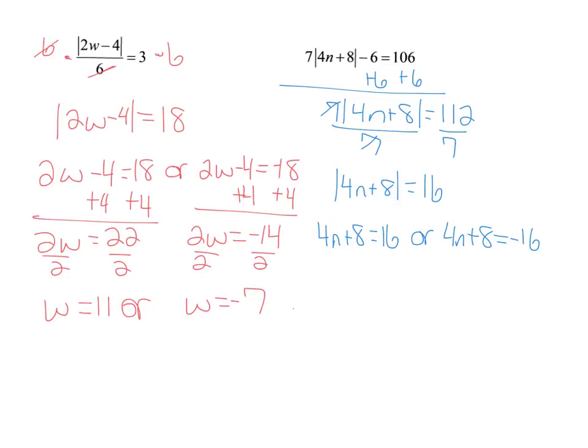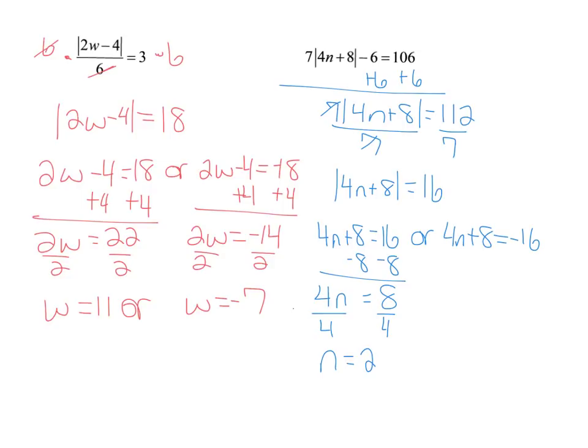These are two-step equations. First one, 4n plus 8 equals 16. I'm going to subtract 8 from both sides. I get 4n equals 8. I'm going to divide both sides by 4, and n is 2.